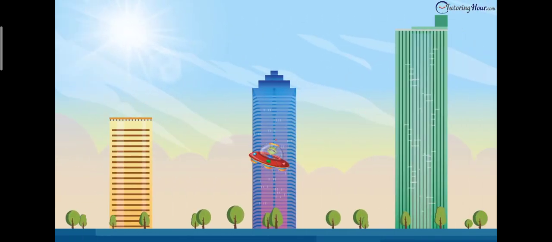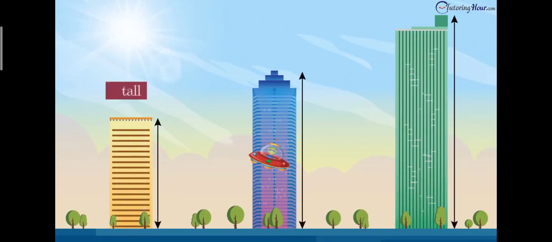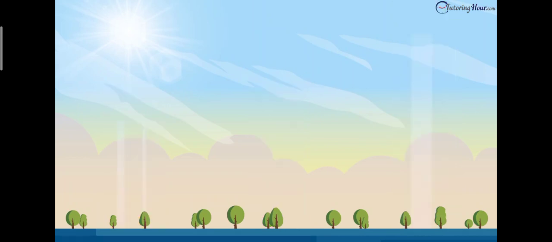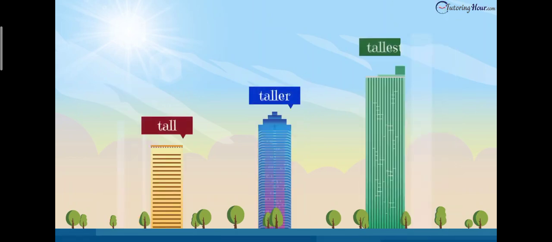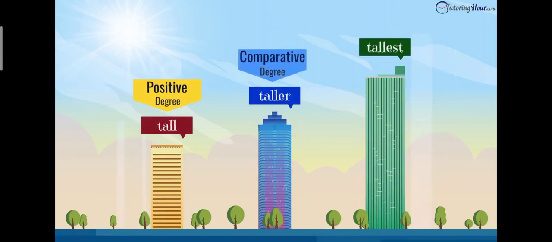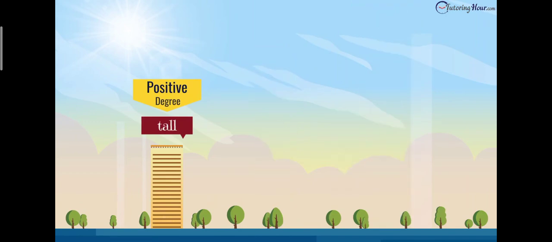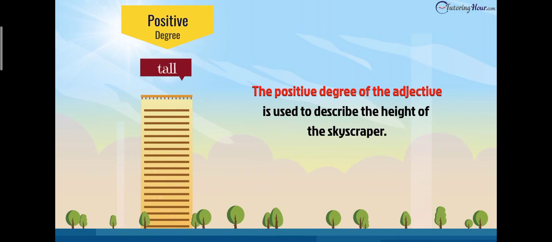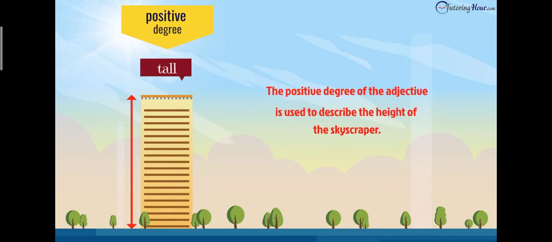He saw 3 skyscrapers of different heights. One was tall, the other was taller, and the third was the tallest. The words tall, taller, and tallest are the positive, comparative, and superlative degrees of adjectives. The positive degree of the adjective is used to describe the height of the skyscraper.